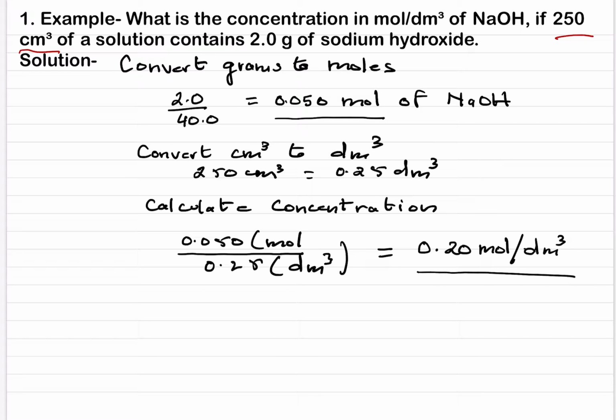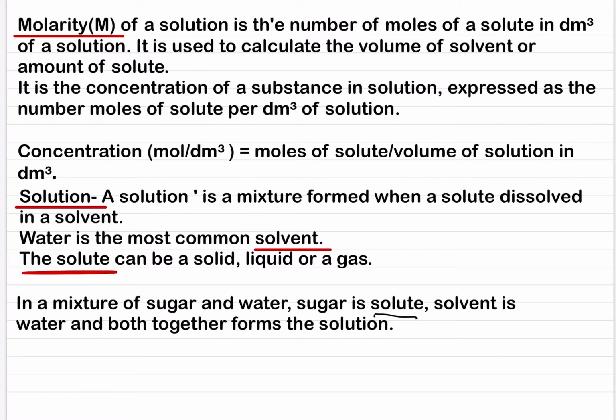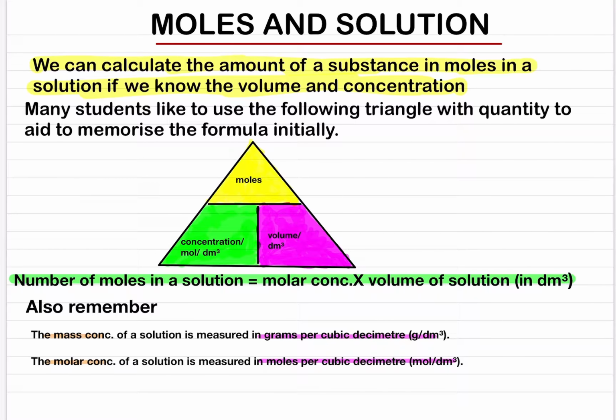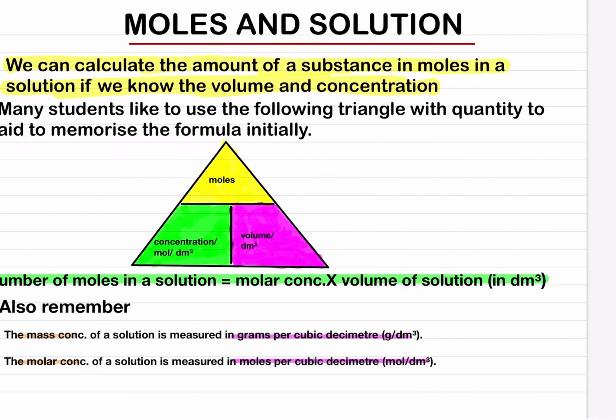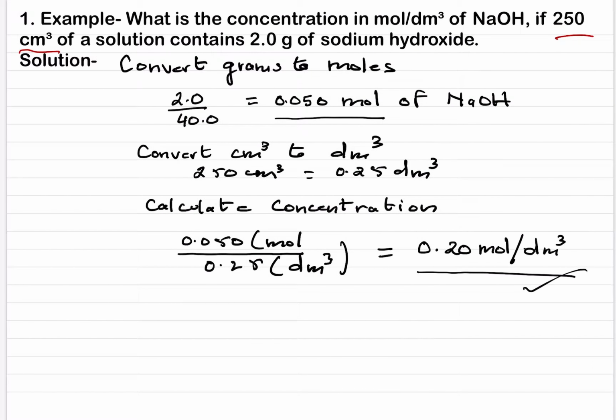So the final answer, what is the concentration in mole decimeter cube of NaOH? It will be 0.20 mole per decimeter cube. So this is our final answer. I hope you have understood it. And we are always going to use the relationship that we find in the triangle. Therefore, I don't repeat that, but please keep that in your mind.